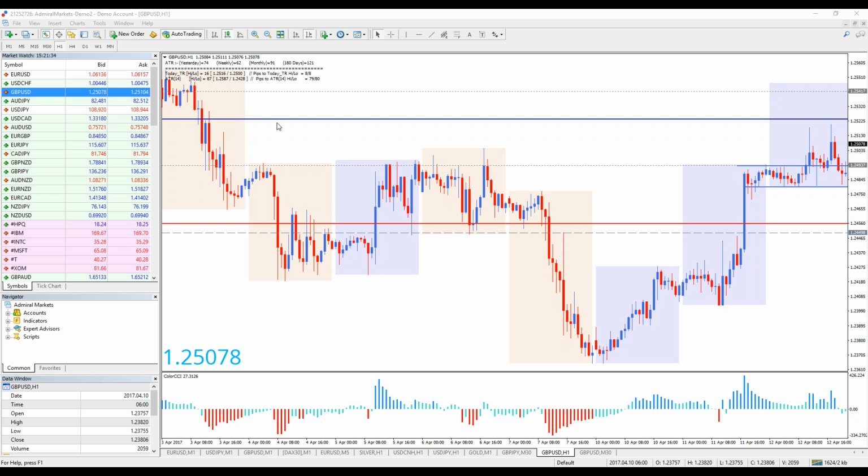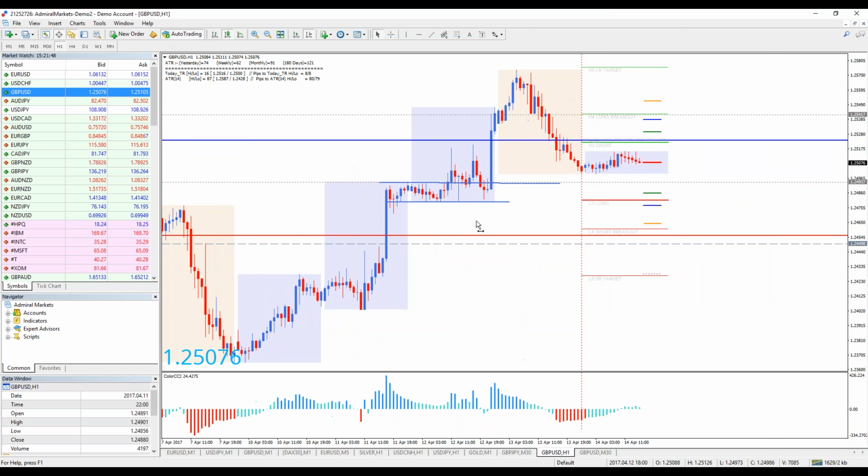Confluence of ATR, pivots, or let's say your favorite pivot point indicator. This is how you can pick targets. This is an example of a mini range. Watch this, guys. Master candle here, right? This is a master candle, a big candle.